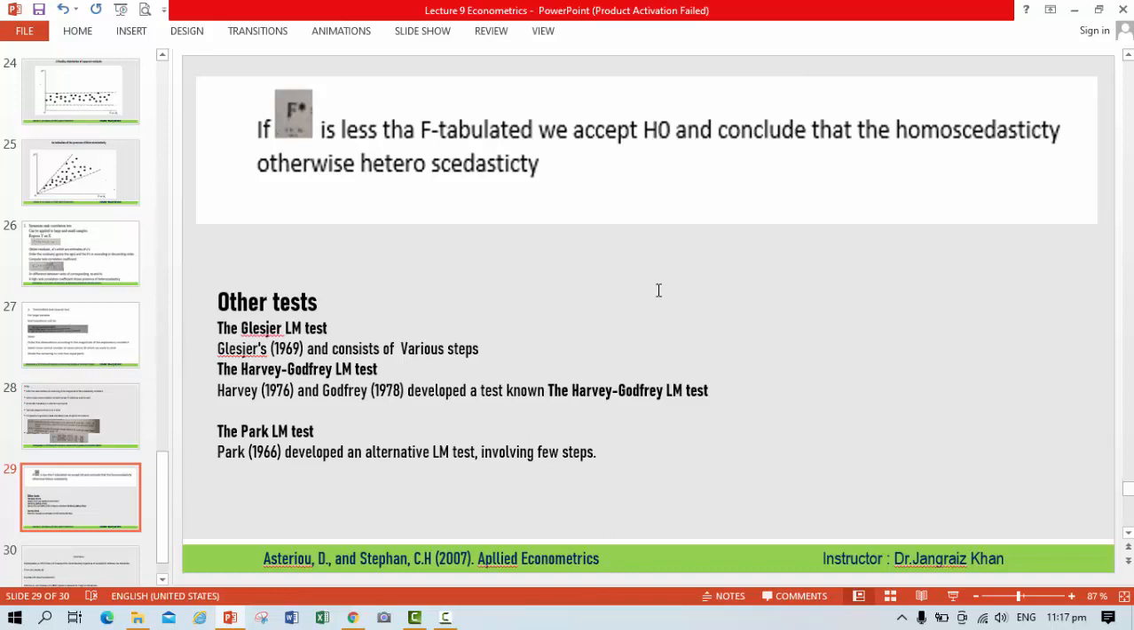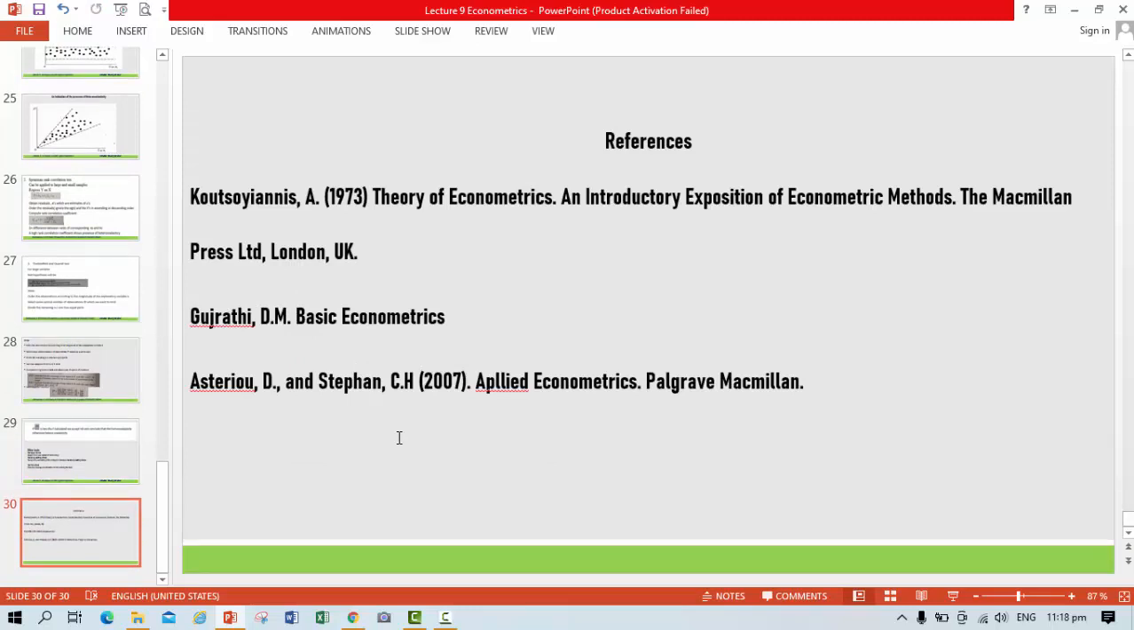Students, we can have some other tests as well, like the LM test, the Harvey-Godfrey LM test, and the Park LM test. I recommend you study the Asteriou and Hall book for this purpose. And if you have any question, you can email me or contact me so far as heteroskedasticity is concerned.